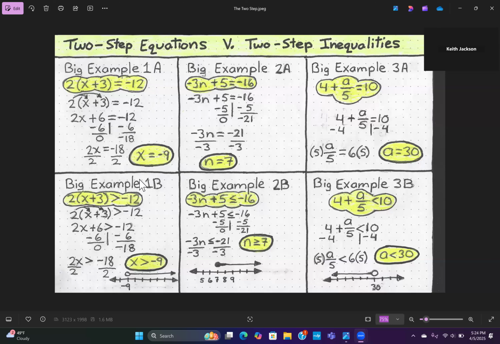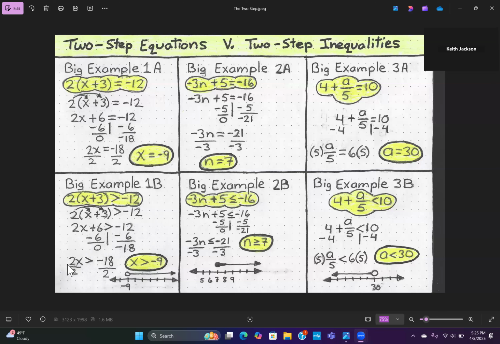But let's take a look at its counterpart with big example 1b. And in this case, we have 2 times the quantity of x plus 3 is greater than a negative 12. We do precisely the same operations, getting x on one side, or I should say isolating the variable, which is x. That's what we did here. Notice how we have a minus 6 here, minus 6 here, just like we did with its counterpart equation back in big example 1a. So we're doing the same thing, but this time we're using the greater than symbol right here. We're using the inequality symbol instead of the equal sign.